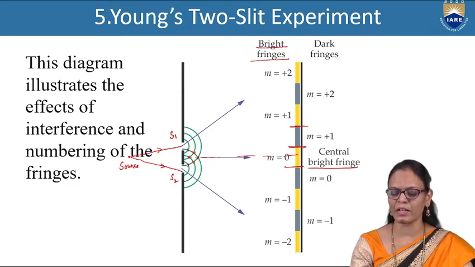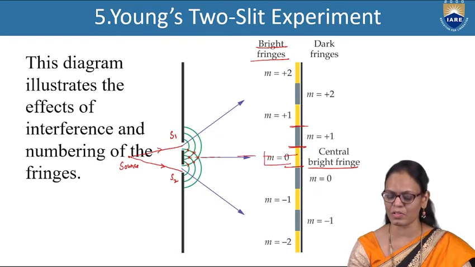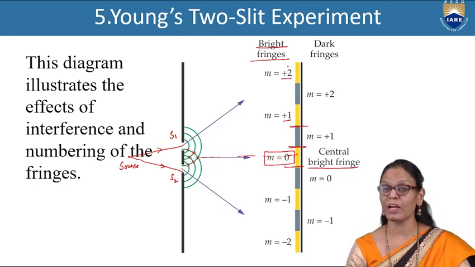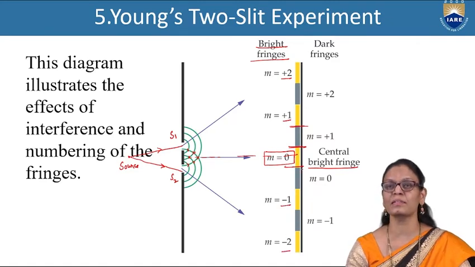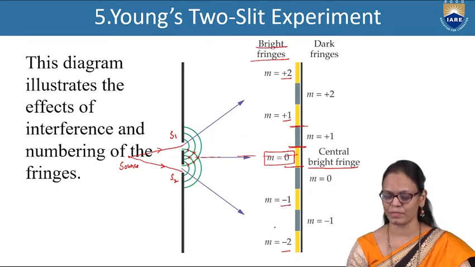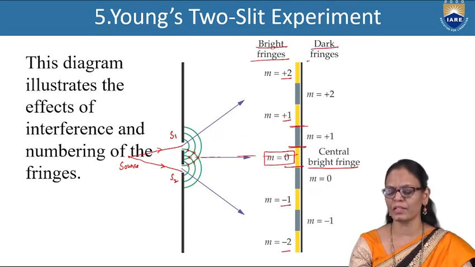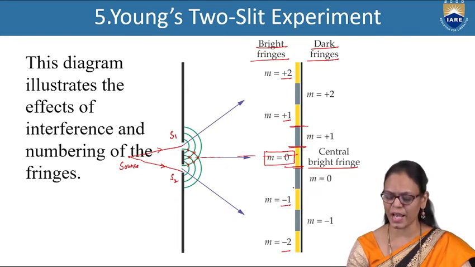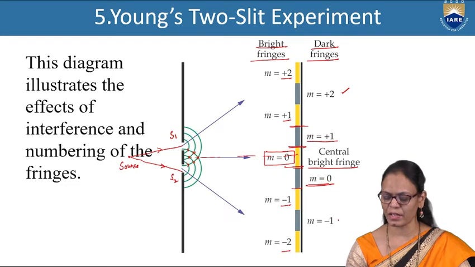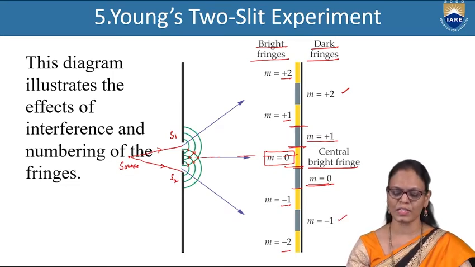On this side we are numbering the bright fringes. The central bright fringe is m equal to 0, then m equal to +1 and +2: the first bright fringe, second bright fringe. Here we name them -1 because we are considering the downward direction. Upward direction is positive, downward direction is negative. Now how do we number the dark fringes? Taking the central fringe as m equal to 0, this is m equal to +1, the first dark fringe, this is the second dark fringe, and similarly the dark fringes in the downward direction. This is how the fringes are formed in Young's double slit experiment.